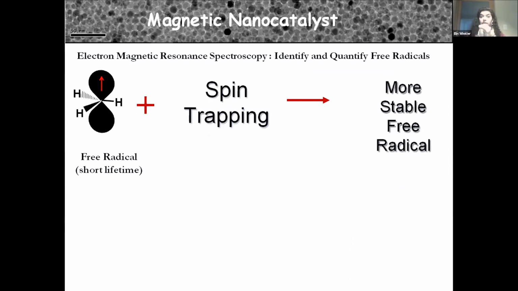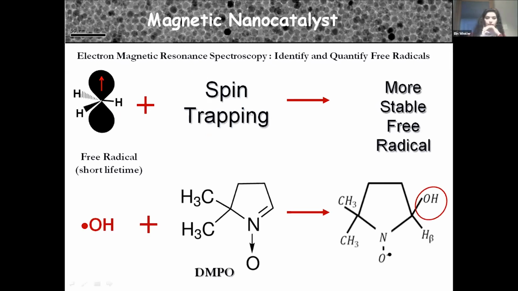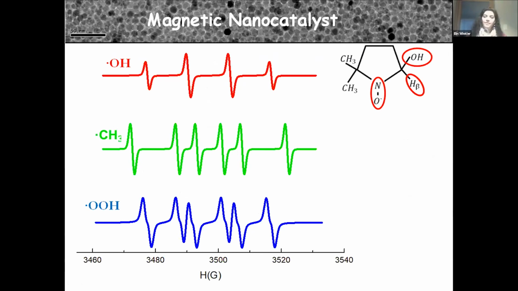We measure the ROS production by electron paramagnetic resonance, which allows us to quantify and identify the free radicals. Remember that free radicals are very reactive molecules with a very short lifetime, so we have to use spin trapping. Spin trapping uses a diamagnetic molecule that traps the free radical and produces a more stable free radical that can be measured, and depending on which radical the spin trap captures, the signal is very different.